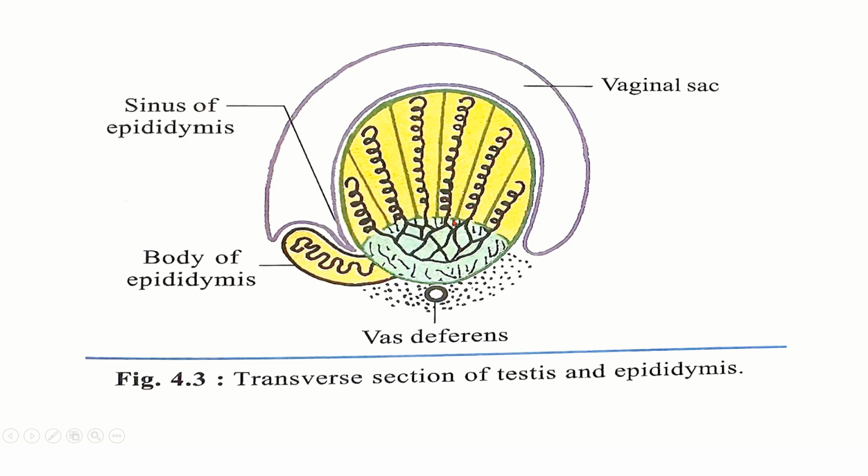You can see here, this is the mediastinum testis. These are the septa extending from the mediastinum testis and dividing the testis into lobules. And you can see here, this is the vaginal sac, and you can see the sinus of epididymis between the epididymis and the lateral aspect of the testis. This is the sinus of epididymis.